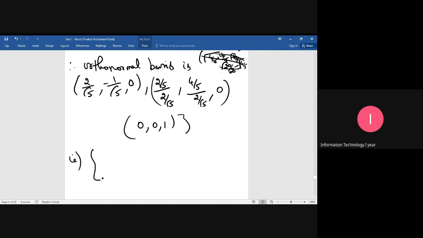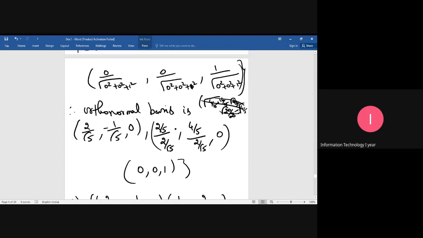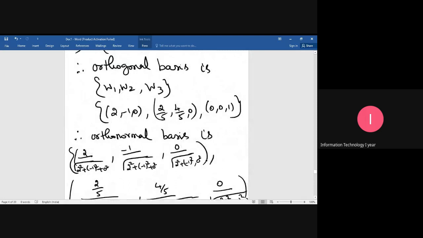So again rewrite it: 2 by root 5, comma minus 1 by root 5, comma 0. Second one, the 2 will get cancelled and the root 5 will be cancelled, so 1 by root 5 you can write. Then the second value 2 by root 5, comma 0. Then the third value 0, comma 0, comma 1. So this is the orthonormal basis for the given vectors. Here a fraction came, so that's why we did a little more calculation, right? Otherwise, it is very simple.